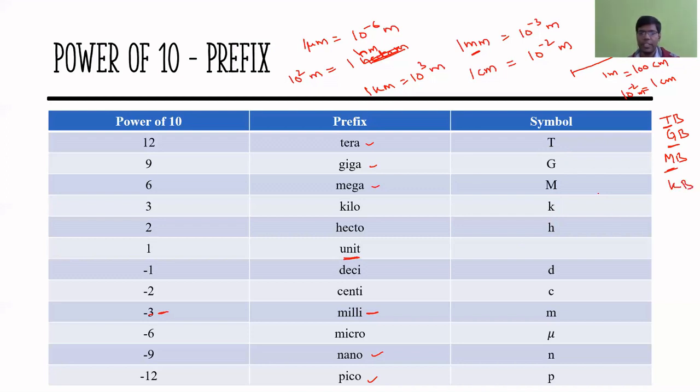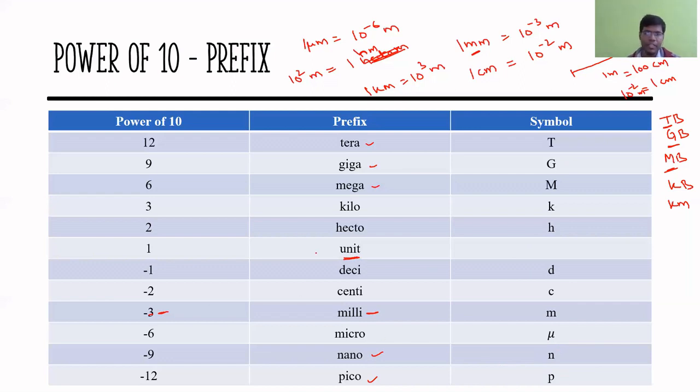Of course, here we are discussing length, so we'll be discussing kilometers. And hecto is written as small h, and deci is small d. Similarly, centi, milli, micro is mu, nano is n, and pico is p.